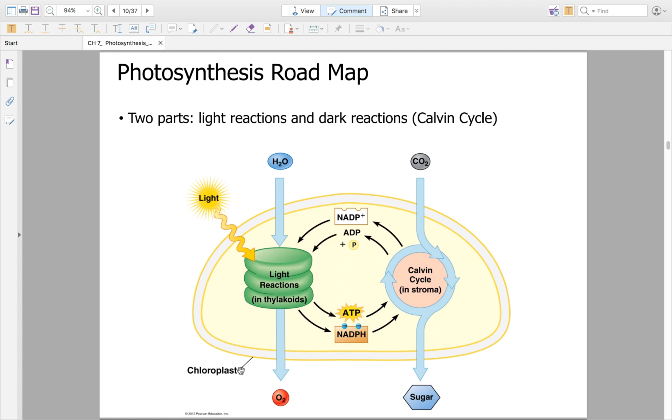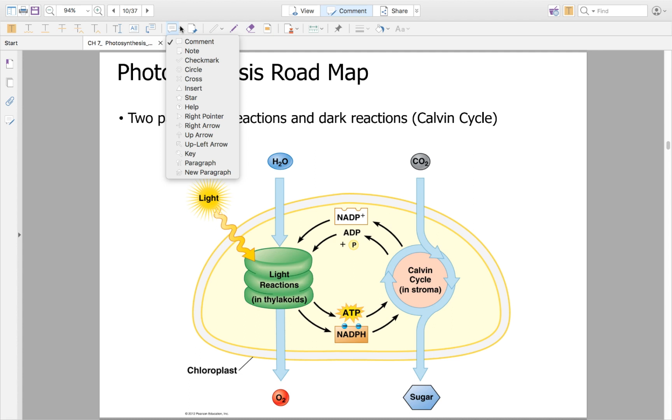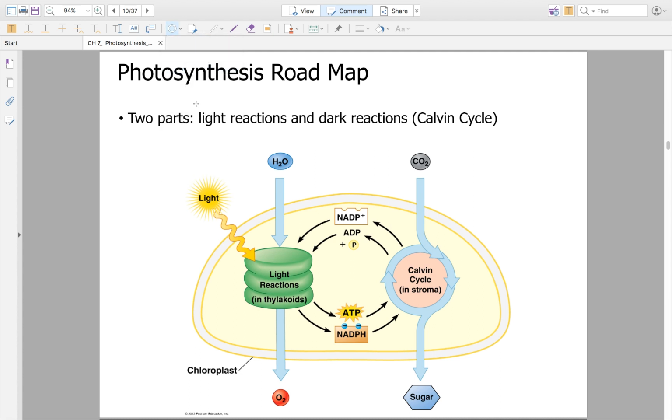All right, so photosynthesis. It has two parts. The two primary parts are as follows. Let's see. Aha, okay. We have light. Oh, that's not working. Thought I had shapes.